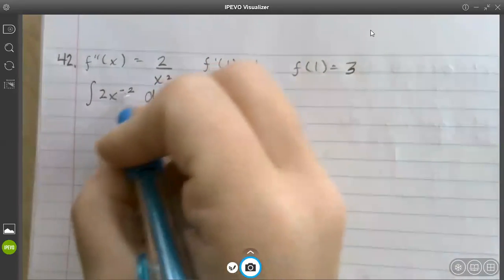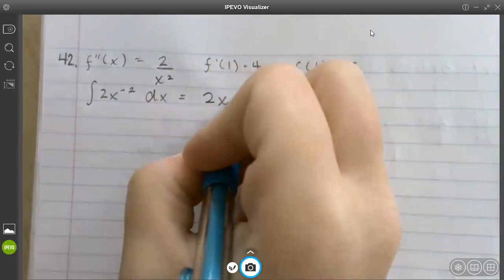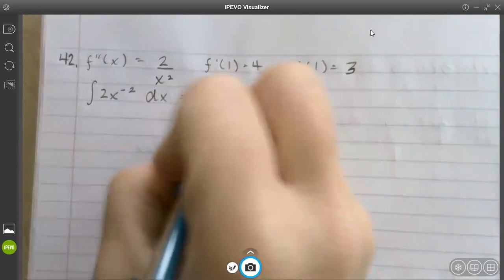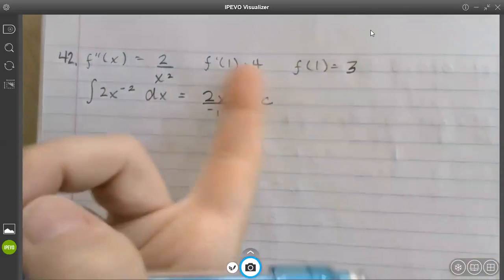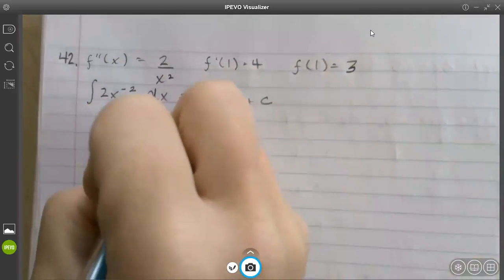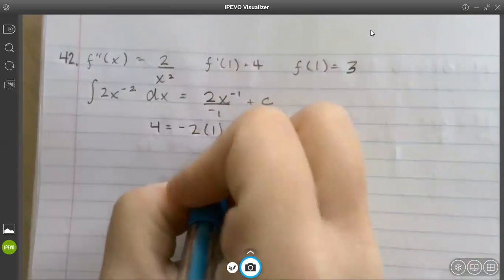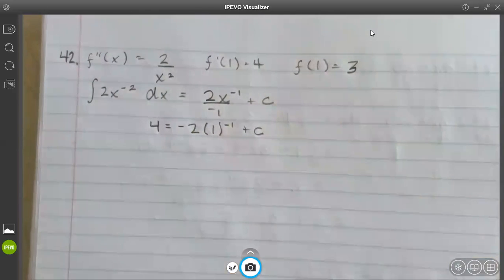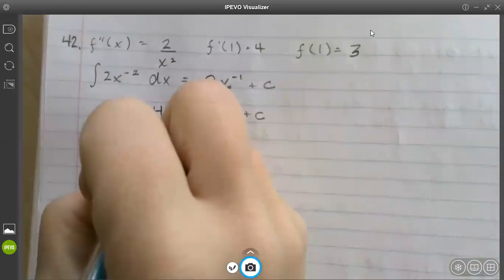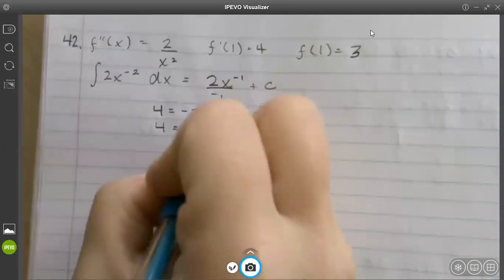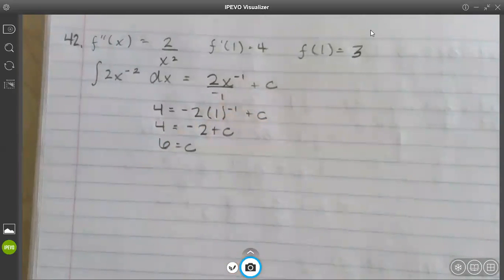Leave your 2. What happens here? You're doing a derivative. And then plus C. So it says when I plug in 1, I'll get 4. This is going to change -2 times 1 to the -1. Remember, we can put that 1 on the bottom, which gives us -2, which gives us that C is 6.